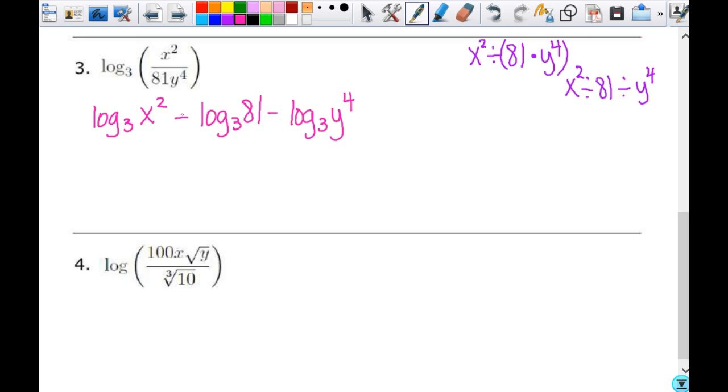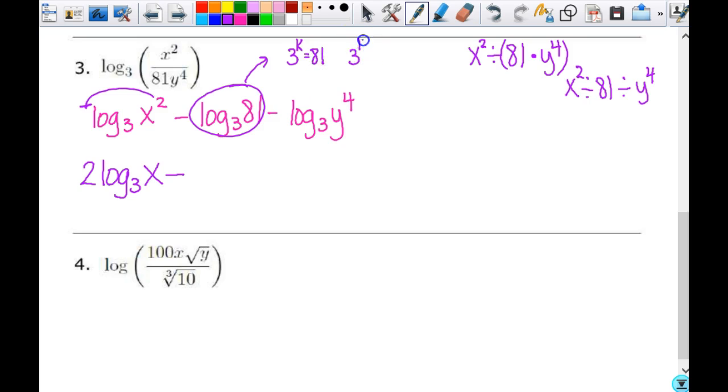All right. So now that I'm here, this log base 3 of x squared, what happens to the 2? Comes out in the front. So I get 2 times log base 3 of x minus, now am I going to be able to simplify this? Yes, so I'm going to take this up here. That's going to give me 3 to the k equals 81. So 3 to the k power equals 3 to the fourth, which means k equals 4. So this is just minus 4 minus, then this 4 comes out in front, 4 log base 3 of y. Everybody okay with that?